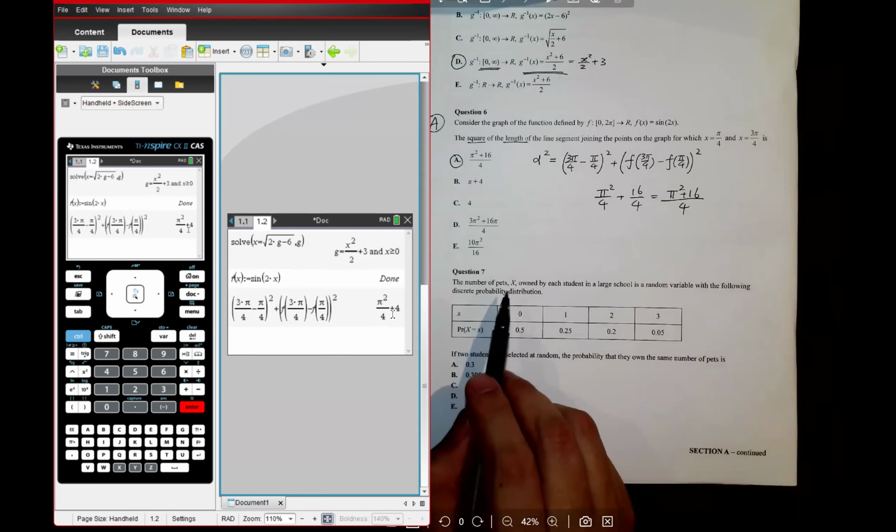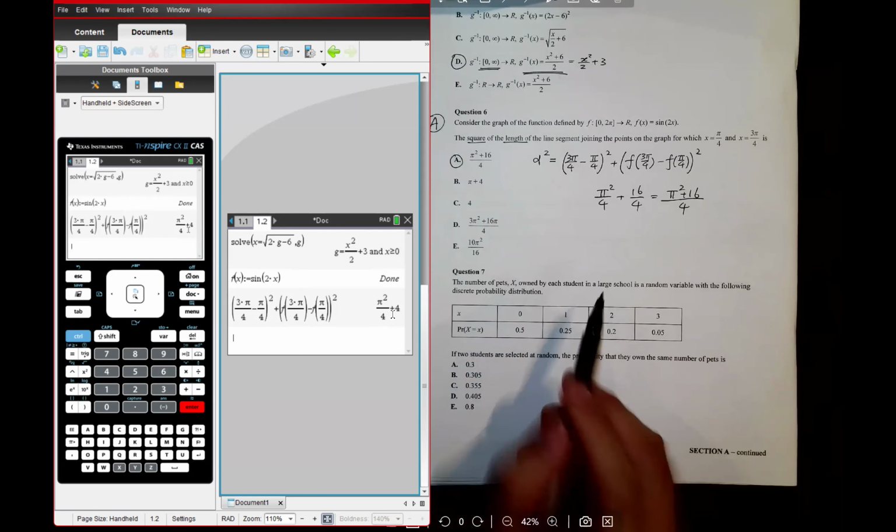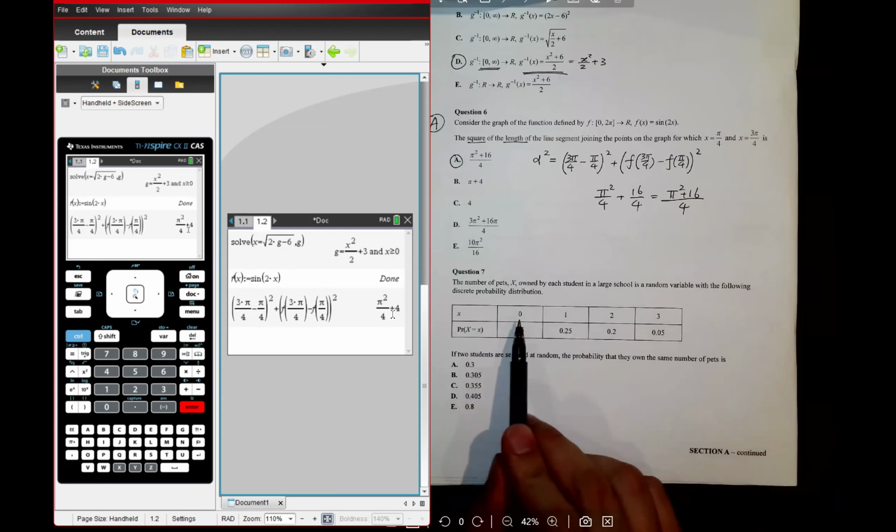Next question says the number of pets X earned by each student in the large school is a random variable with the following discrete probability distribution. So the X value, like the number of pets, could be either 0, 1, 2, or 3.